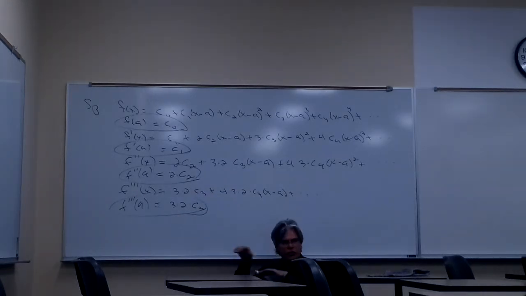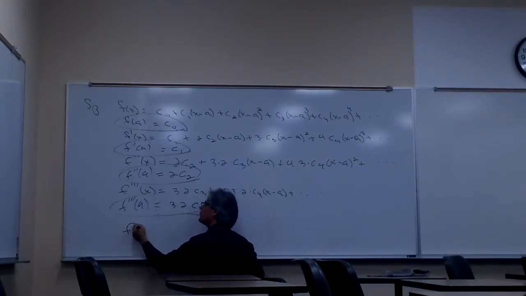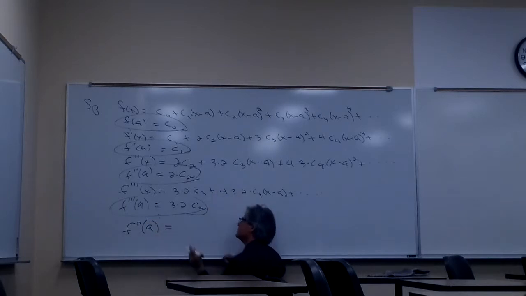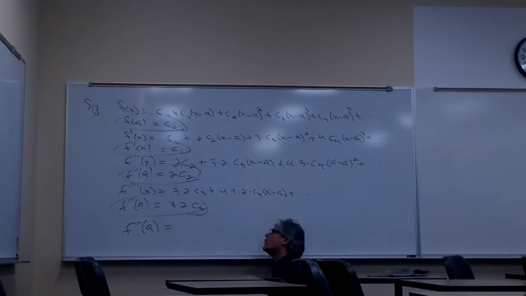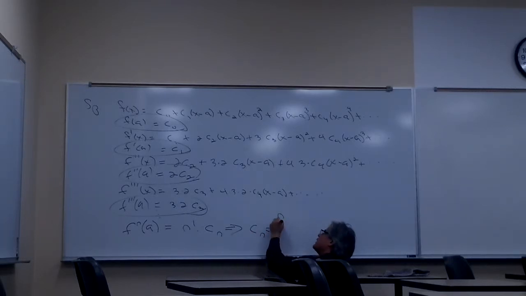You guys, because of what you know about the differentiation process, because you're such experts at differentiating using the power rule, tell me what you think you can possibly say about the nth derivative for f at x equals a. It's n factorial times c sub n. Can we say it differently? Can we just say that c sub n is equal to the nth derivative of f at x equals a over n factorial?